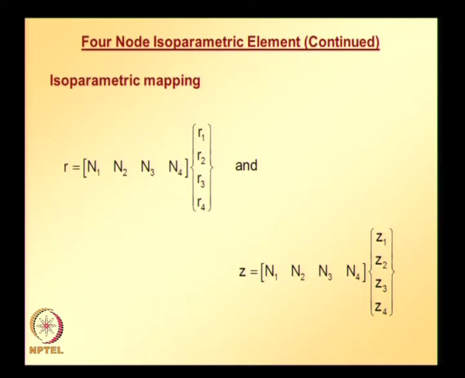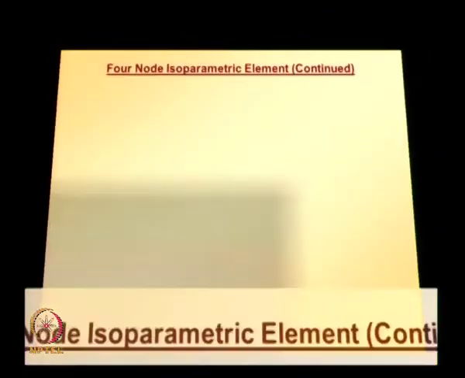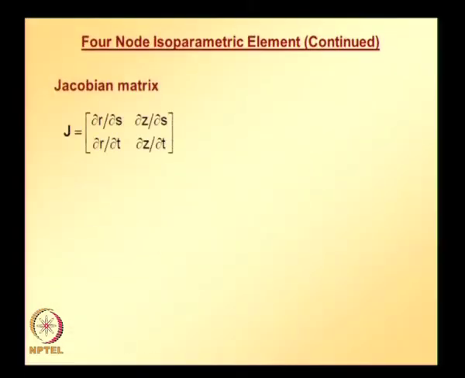Basically Jacobian consists of partial derivative of r with respect to s and t, and partial derivative of z with respect to s and t. So, once we have these two equations, we need to take partial derivatives of these two equations with respect to s and t, and then we can calculate Jacobian matrix J and also determinant of J. So, Jacobian matrix consists of components: partial derivative of r with respect to s, partial derivative of z with respect to s, partial derivative of r with respect to t, partial derivative of z with respect to t, and determinant of J is given by this.